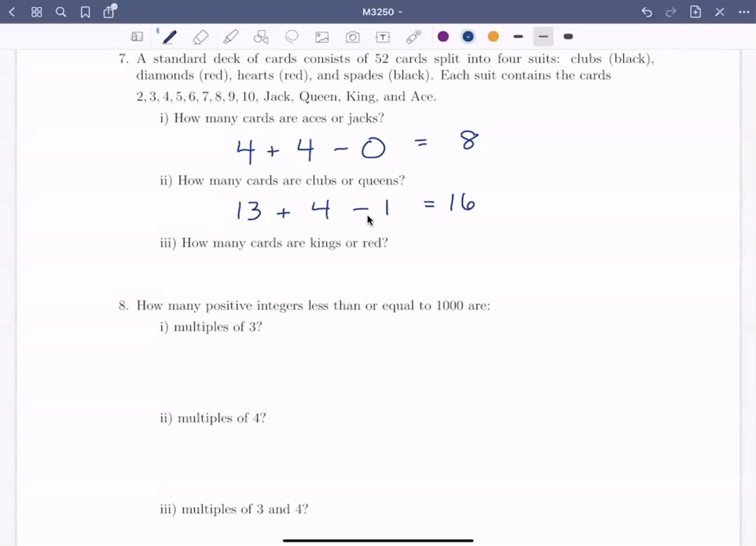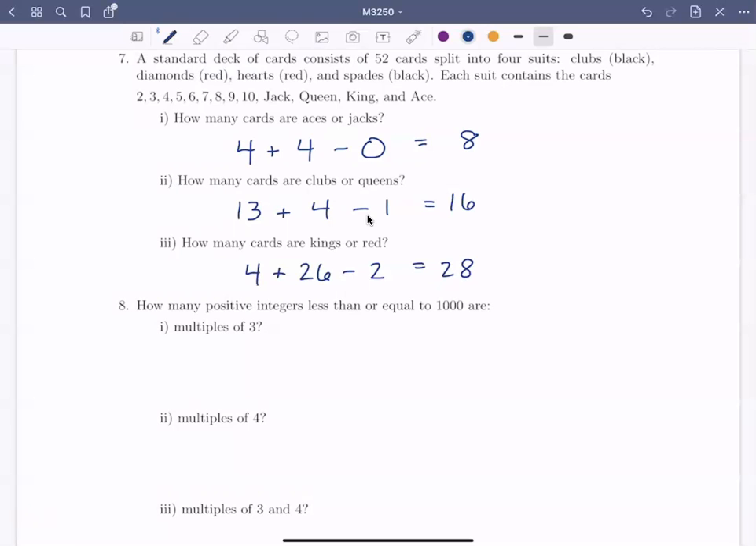How many cards are kings or red? How many kings are there? There are 4 kings. How many red cards are there? There are the diamonds and the hearts, so that's 13 times 2, or 26. And then how many cards are red kings? Namely the king of hearts and the king of diamonds, so there are 2 of them. Altogether there are 28 cards that are kings or red. Okay, so that's how we'll go about doing these card problems.